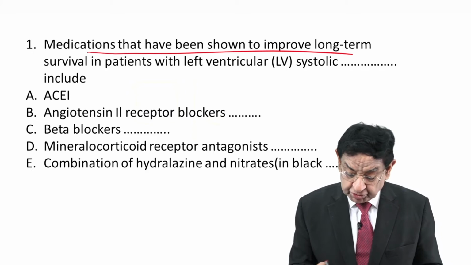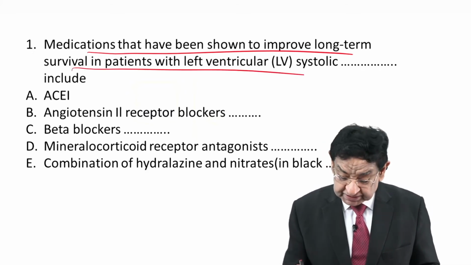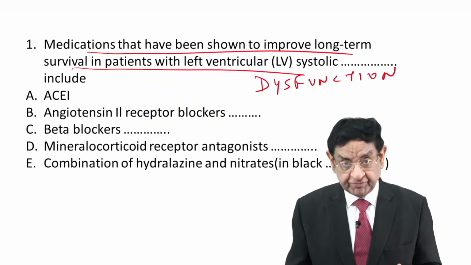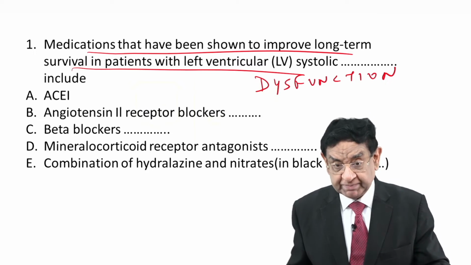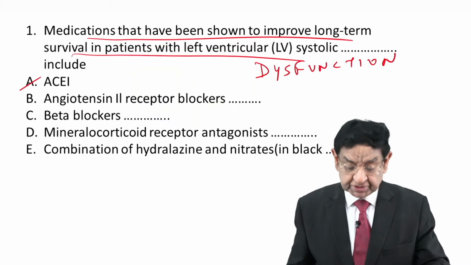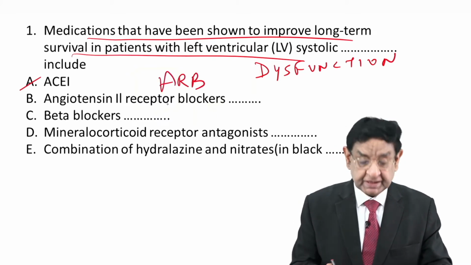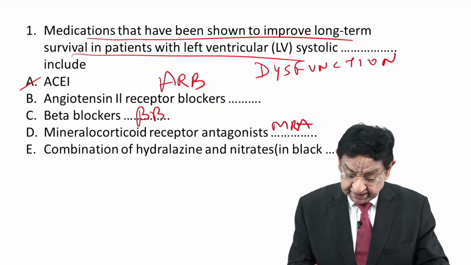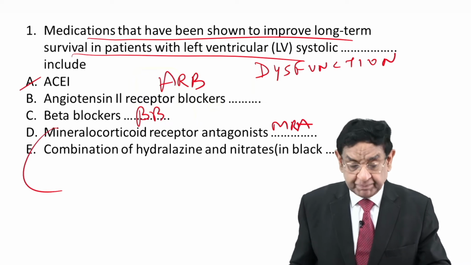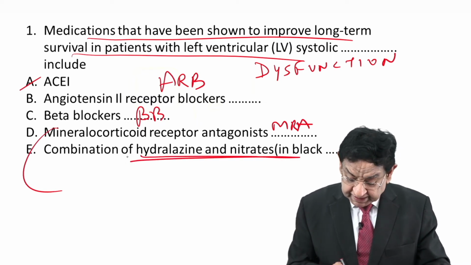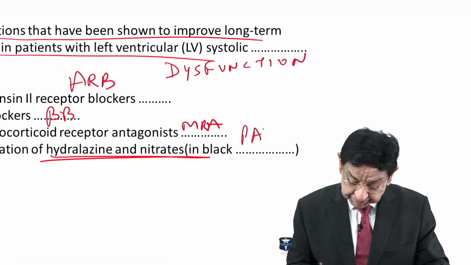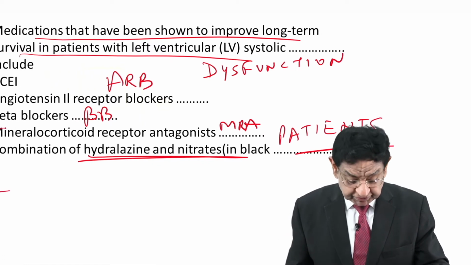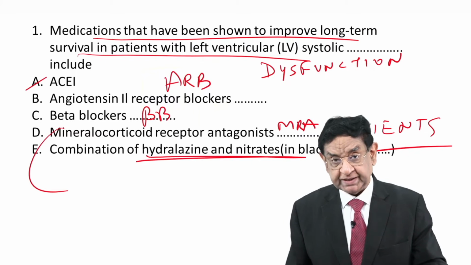Now a very important point. There are many medications that have been shown to improve long-term benefit in left ventricular systolic dysfunction, especially after myocardial infarction, like in this case. The drugs which have a mortality benefit are ACEI, angiotensin II receptor blockers, which we write as ARBs, beta blockers, which we write as BB, and mineralocorticoid receptor antagonists, which we write as MRA, which include spironolactone and eplerenone. Also a combination of hydralazine and nitrate, especially in black patients, so African patients like. These are the other drugs included for mortality benefit.